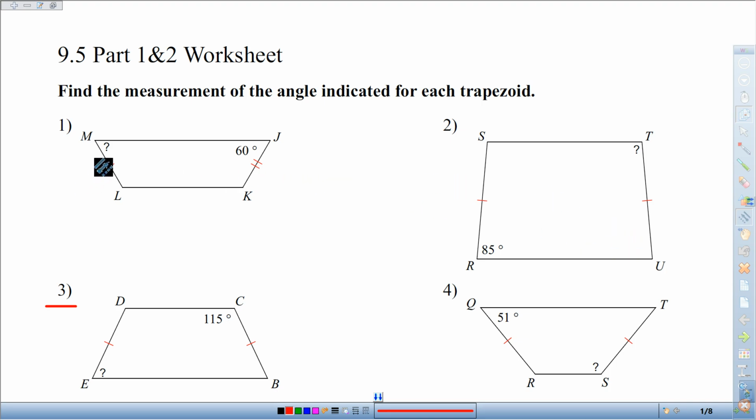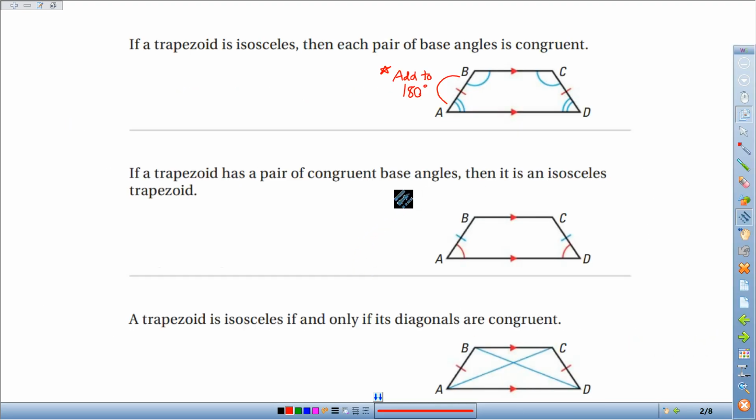We start out by being given isosceles trapezoids, with these congruent legs. So just a quick reminder on the rules when we have isosceles trapezoids. Basically, to sum it up, base angles are congruent and diagonals are congruent. All right. And we also have the rule where these base angles, the top and the bottom, they add to 180. All right. And that's basically what this is talking about here.